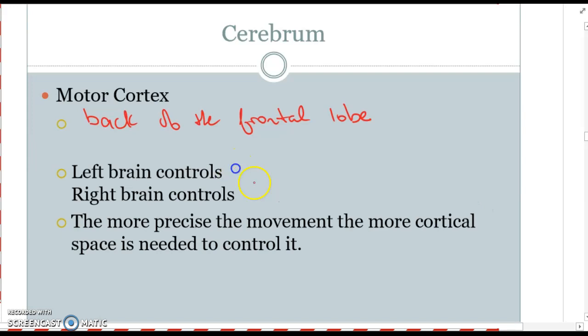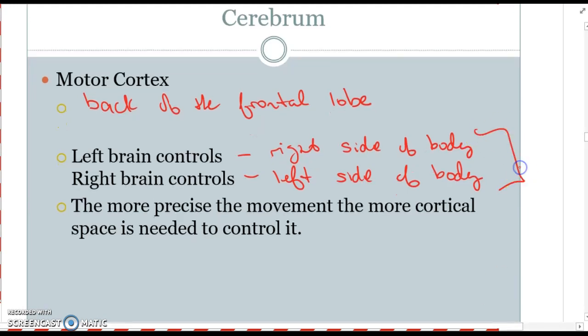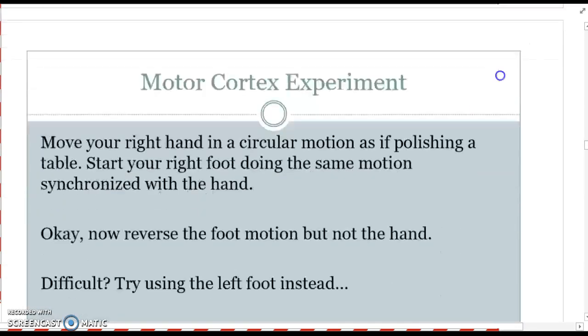So what's interesting about this is, you've probably heard of left brain and right brained people, but what that means is the left brain, which is interesting, controls the right side of the body. And the right brain controls the left side of the body. Okay, what it means is the more precise the movement, the more space is needed to control it. I'm not going to ask you about that. Just kind of understand big picture that one side of the brain actually controls the other side of the body.